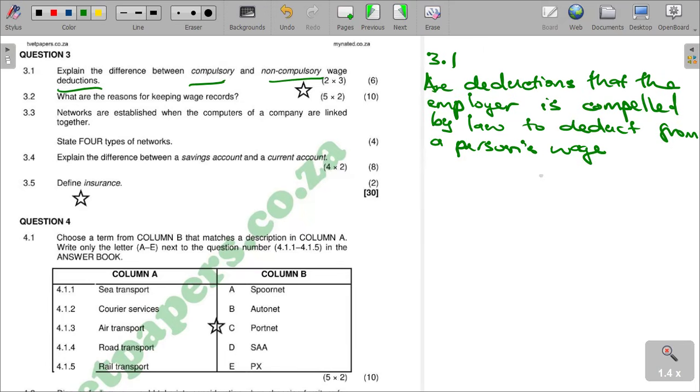Okay. So let's answer now. We want to explain what are non-compulsory deductions. Right. So non-compulsory deductions are those deductions which the employer is not compelled by law to deduct.